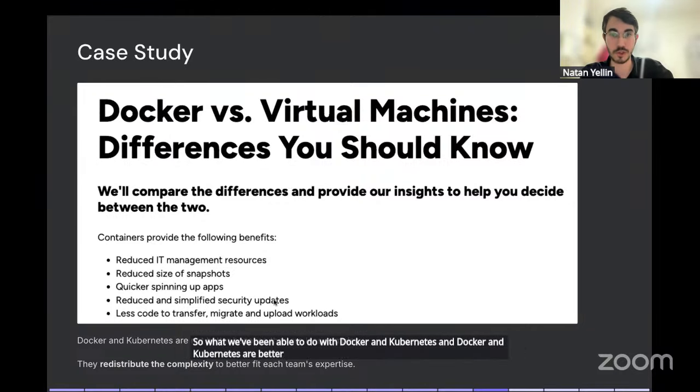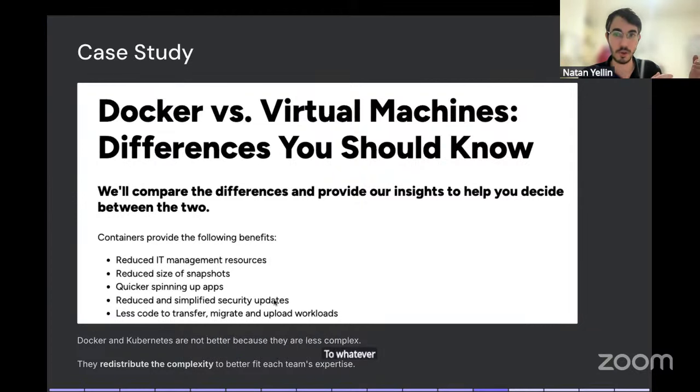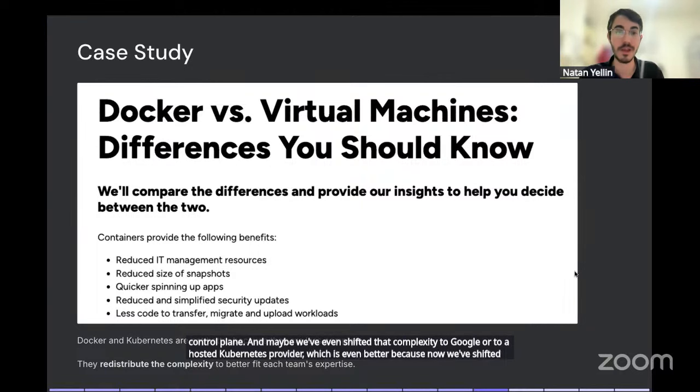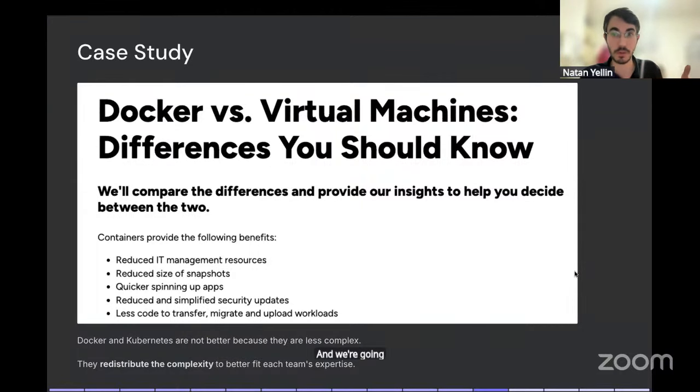So what we've been able to do with Docker and Kubernetes, and Docker and Kubernetes are better at managing this than virtual machines, we've split up the complexity. We've reassigned that complexity to different teams. So we said we're going to assign the complexity of keeping the nodes up to date and all that, and that's a big headache, and the operating system patches to whatever team is running those nodes and maintaining the nodes in the control plane. And maybe we've even shifted that complexity to Google or to a hosted Kubernetes provider, which is even better because now we've shifted outside of our company. And we're going to shift to the developers now, and just to the developers, the responsibility for updating their applications and updating the third-party libraries that they're responsible for.